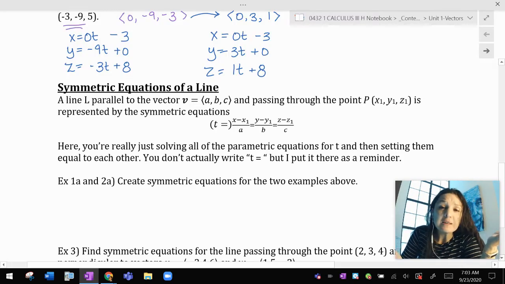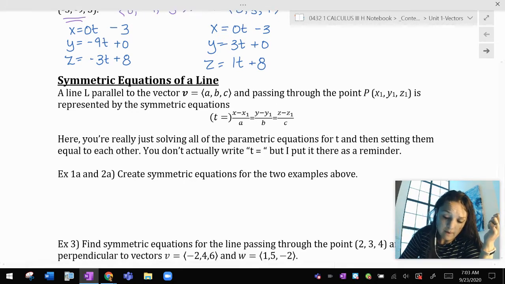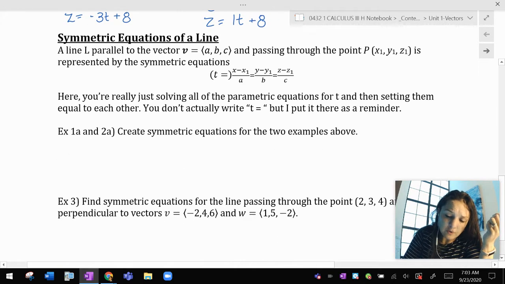That said, what are the symmetric equations for the line? It's really that somebody said, hey, all of those equations have a t in them. What if we solve them each for t and then set them equal to each other? That's really all that happened, okay? So it says create symmetric equations for the 2 examples above.